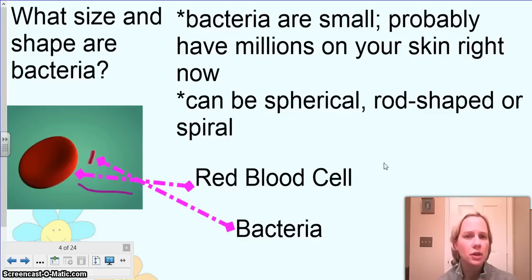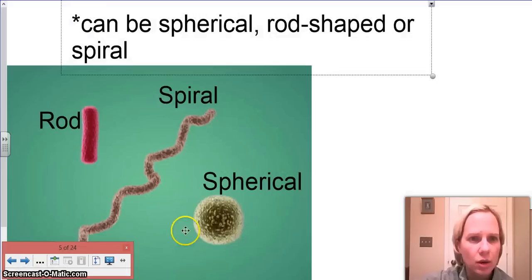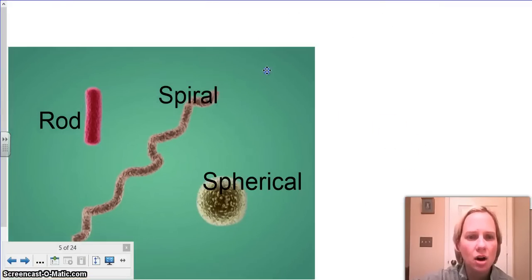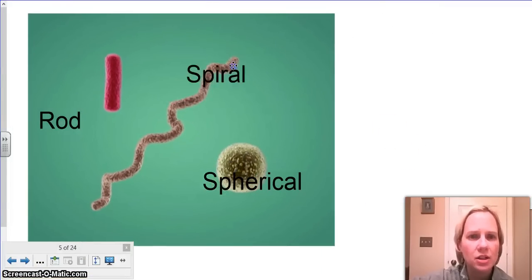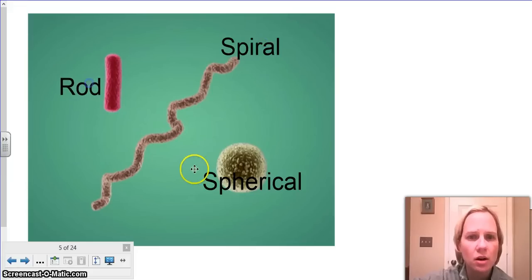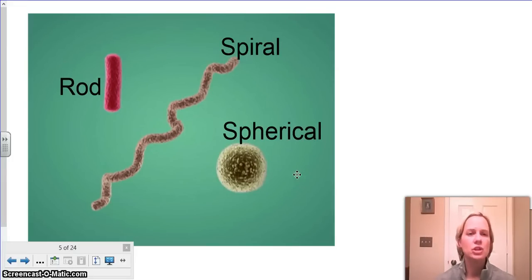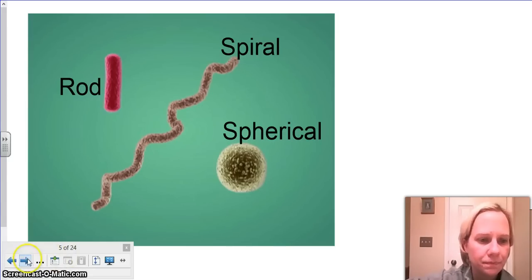They come in 3 different shapes, so they can be spherical, rod-shaped, or spiral. I added that here. These are the different shapes of the bacteria. So we can see here's a rod-shaped one. Here's a spherical one, sphere being like a ball. And then, of course, we have a spiral-shaped one. So that's something to know for a test or an EOG, that they come in 3 different shapes. So if you see them refer to a rod shape, they're talking about a bacteria.